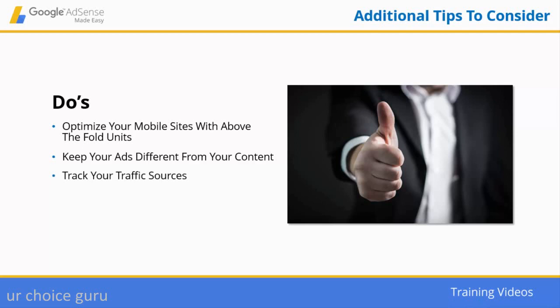Track your traffic sources. Artificially generated clicks or impressions generated through invalid traffic sources such as bots or paid traffic campaigns will get your site a penalty. So make sure to use tools such as Google Analytics to track where your traffic is coming from and whether it is low quality or high quality.